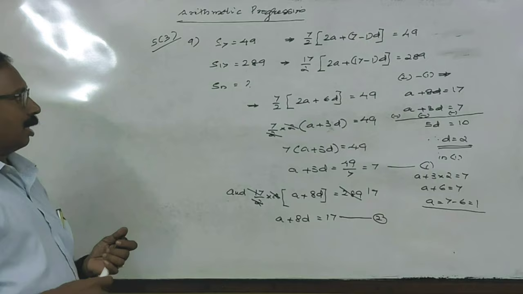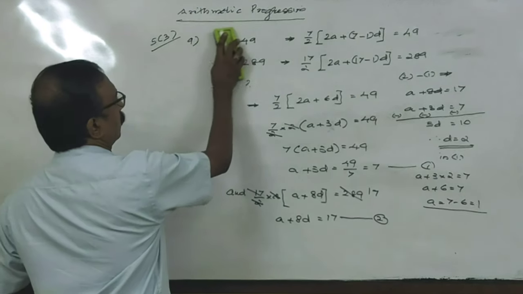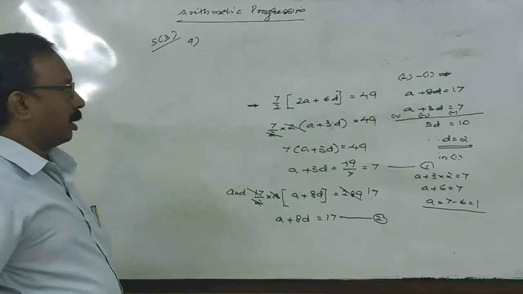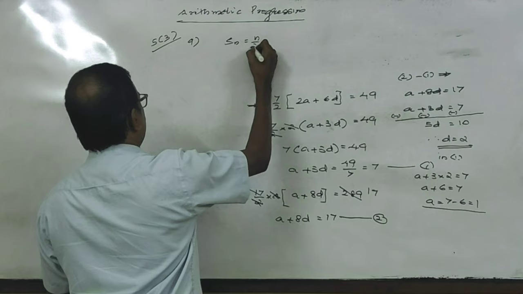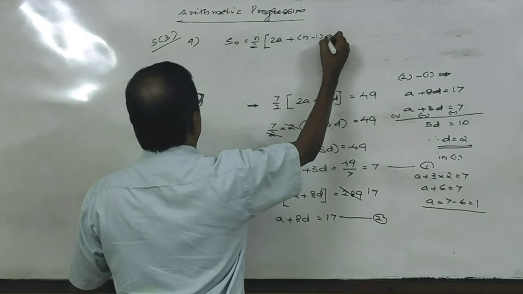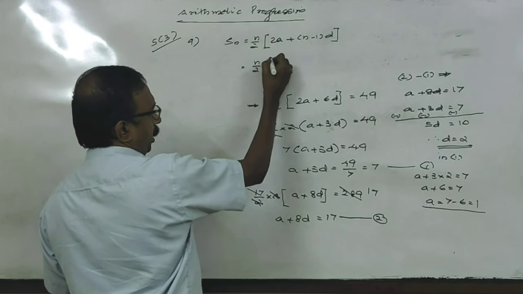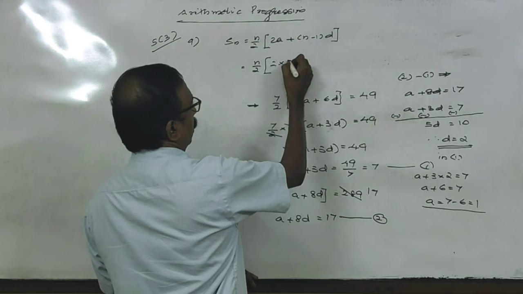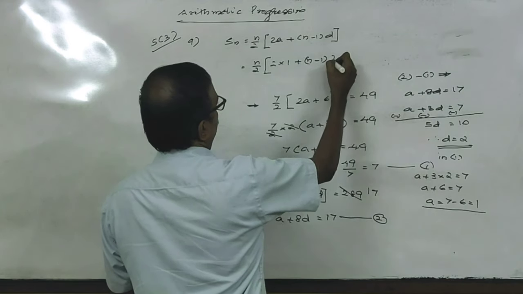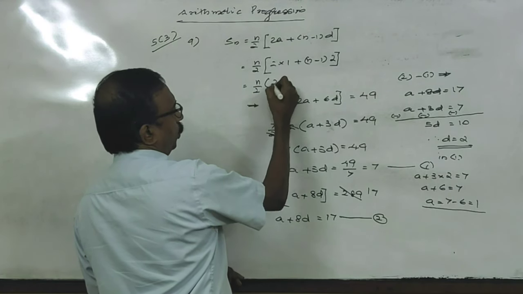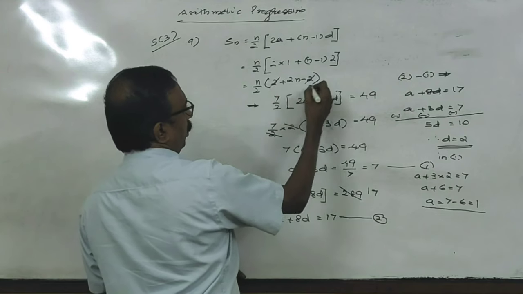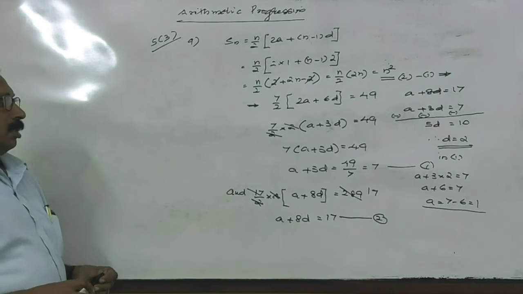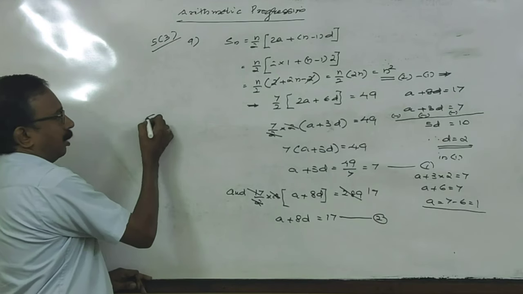Now you have to find Sn. Sn is equal to n by 2 into 2a plus n minus 1 into d. Putting the value of a as 1 and d as 2, we get n by 2 into 2 plus 2n minus 2, which is n by 2 into 2n, so n square. Yes, this is the sum of n terms. Now we have Sn equal to n square.